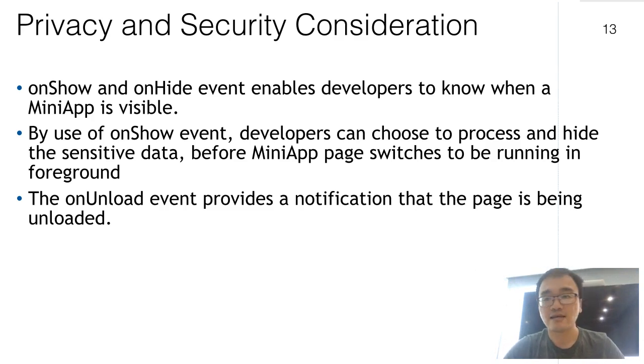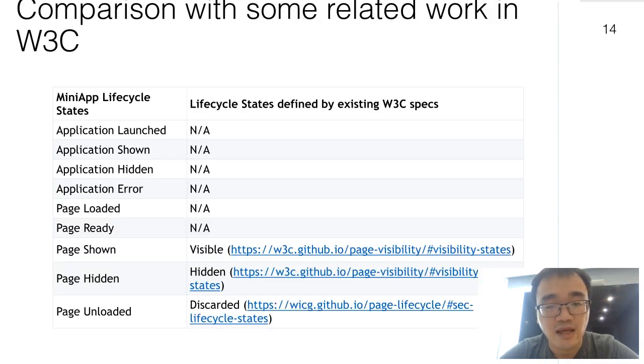And then in the next slide, slide 13, here are some considerations on the privacy and security of the MiniApp. First, the onShow and onHide events can enable the developers to know when a MiniApp is visible. And by use of the onShow event, the developers can choose to process and hide the sensitive data before the MiniApp page switches to be running in the foreground. And also the onUnload event provides a notification that the page is being unloaded.